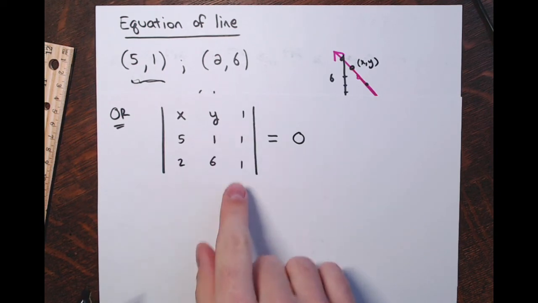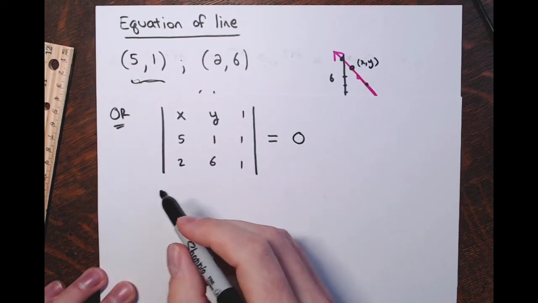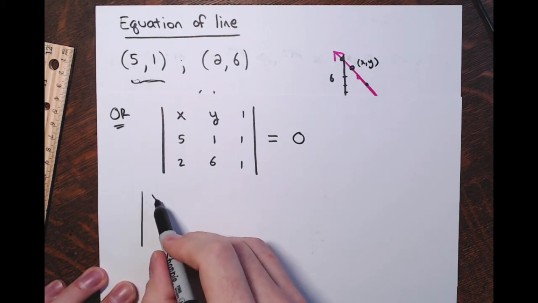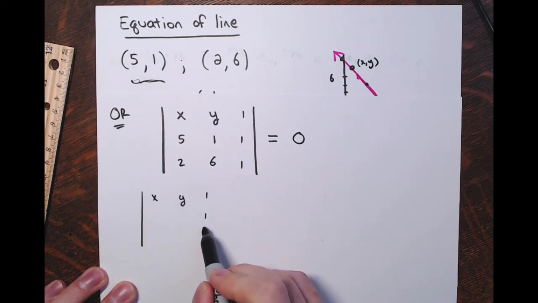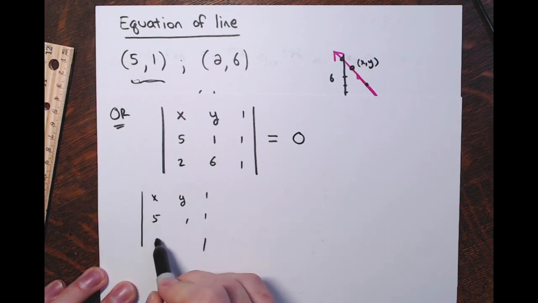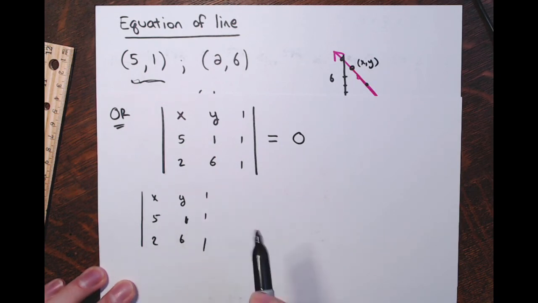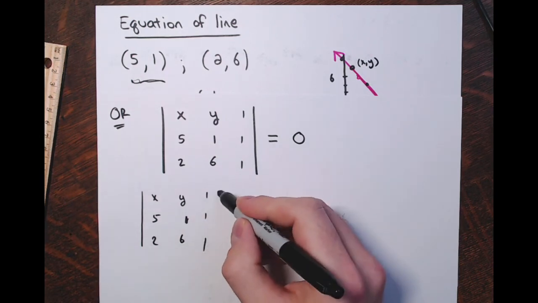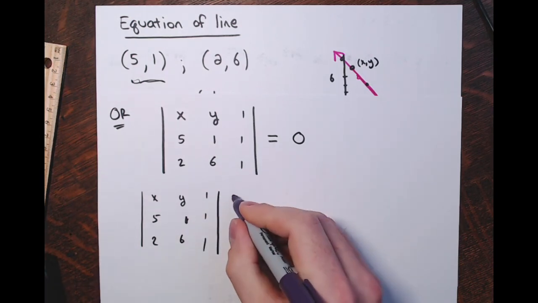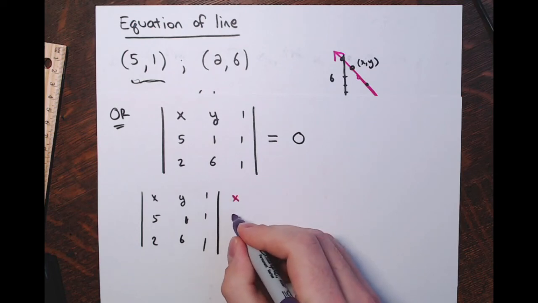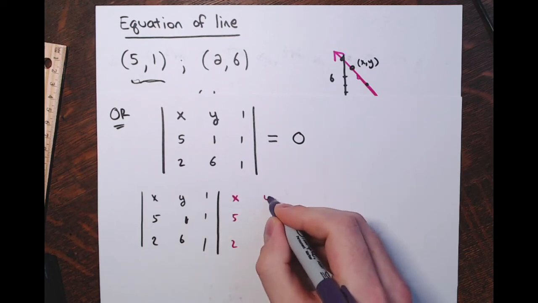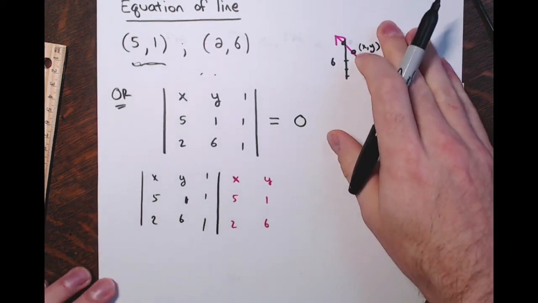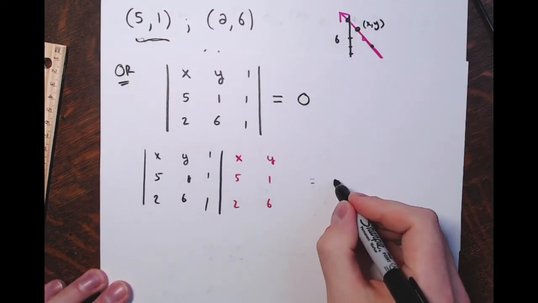Then I find this determinant, and we're going to set it equal to 0. So I'll set this up. We got x, y, 1, 1, 1, 5, 1, 2, 6. And then I do that thing where I copy the first 2 columns: x, 5, 2, y, 1, 6. And again, we're going to set this equal to 0 at the end.